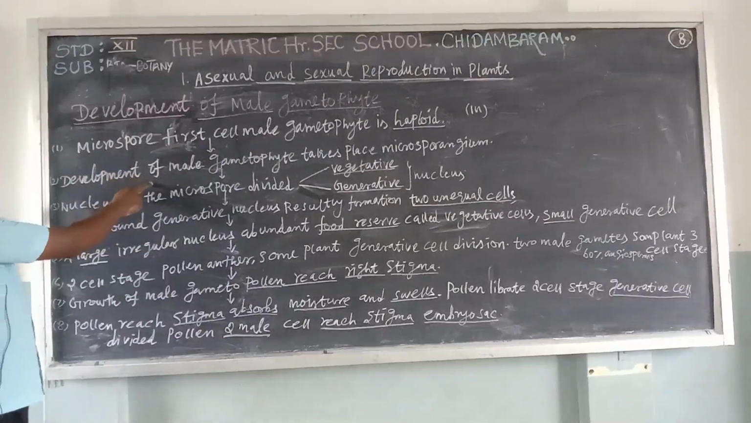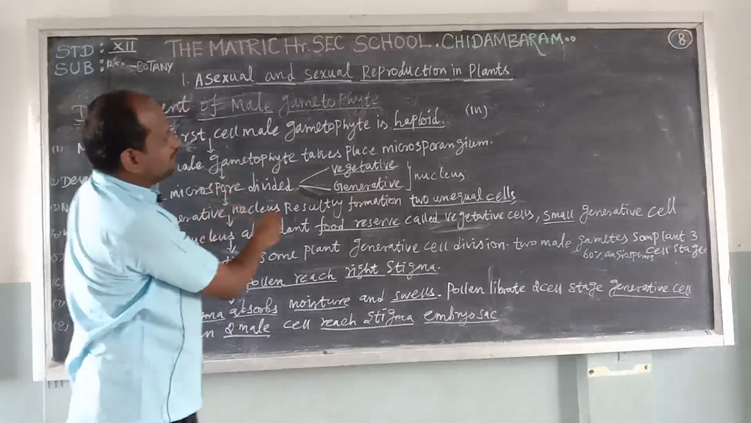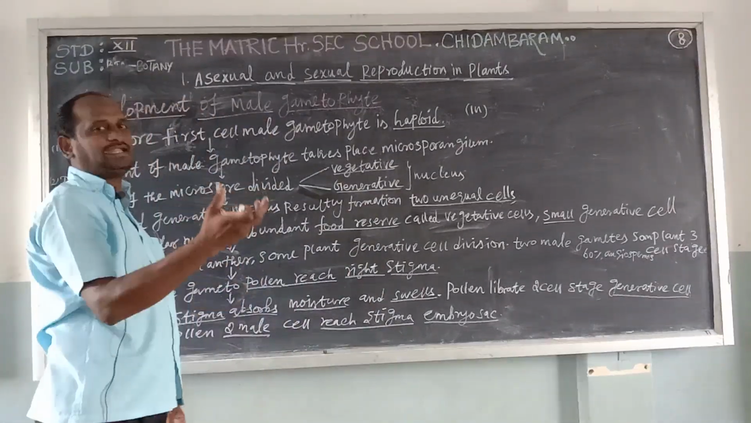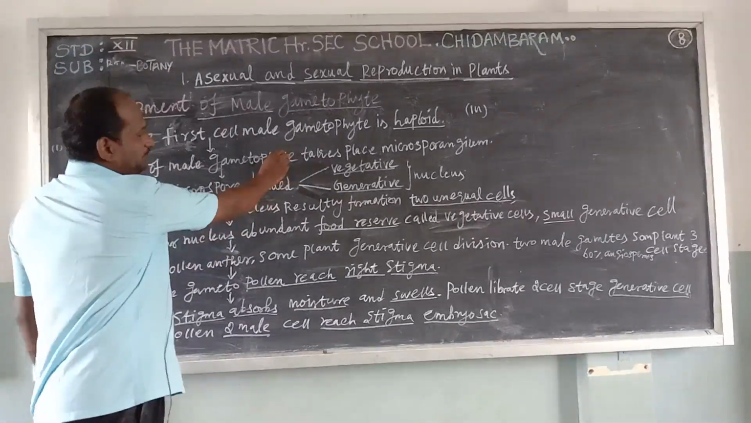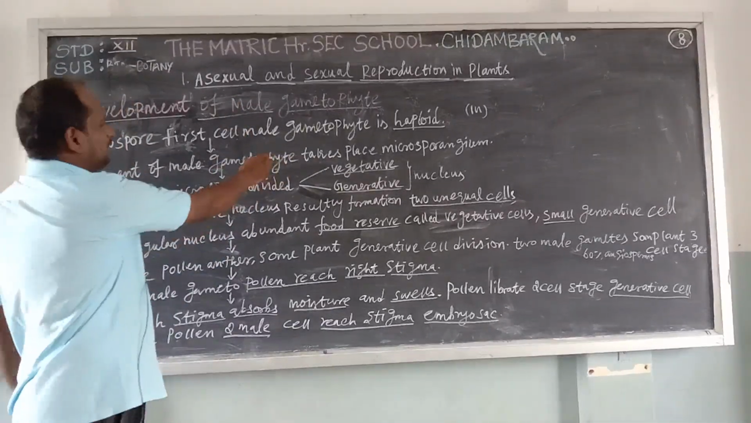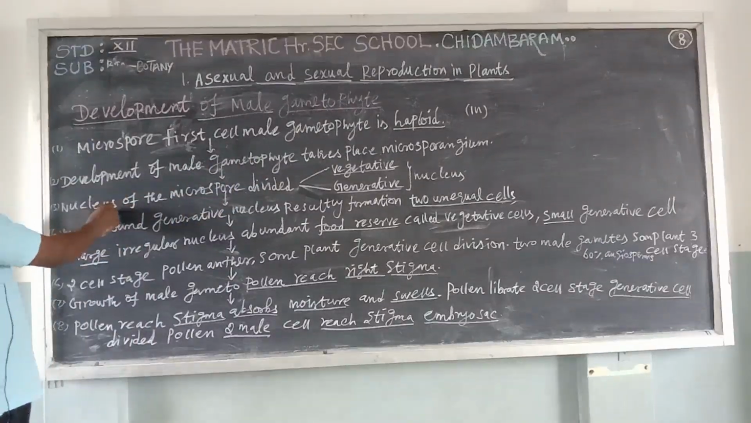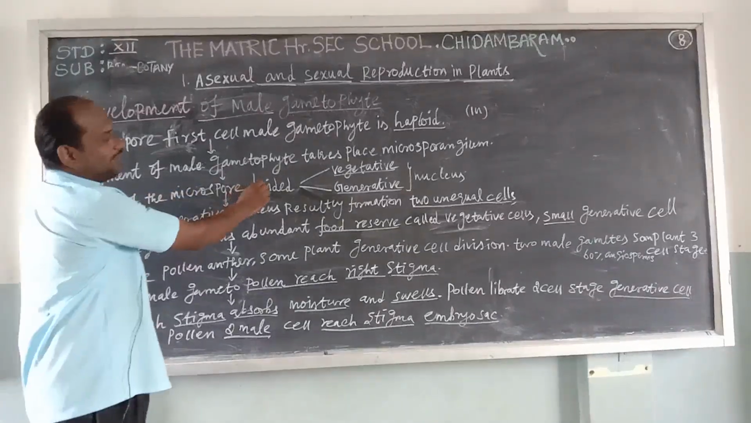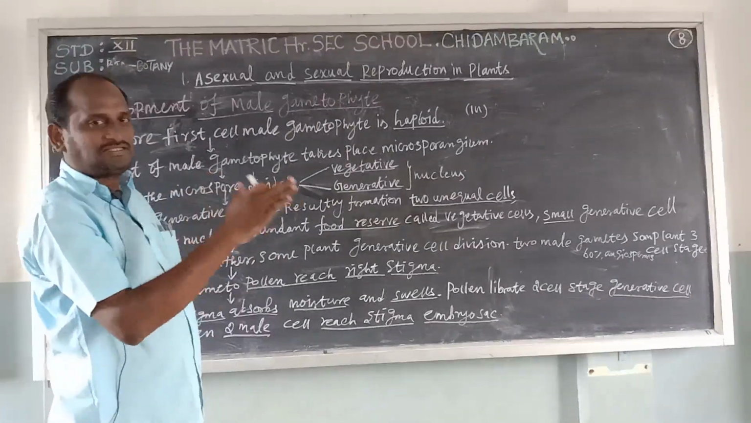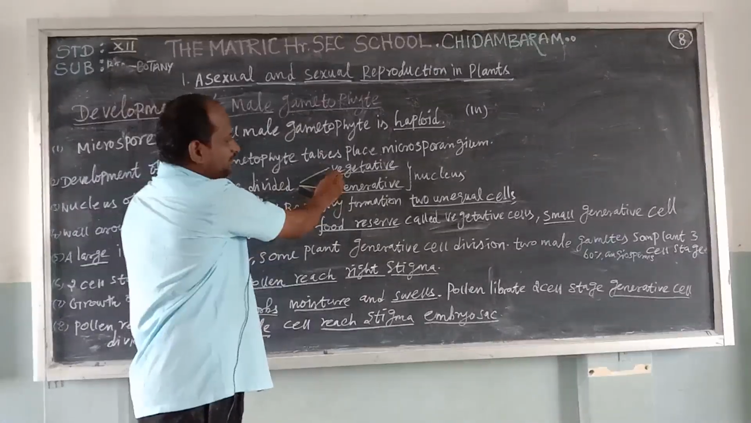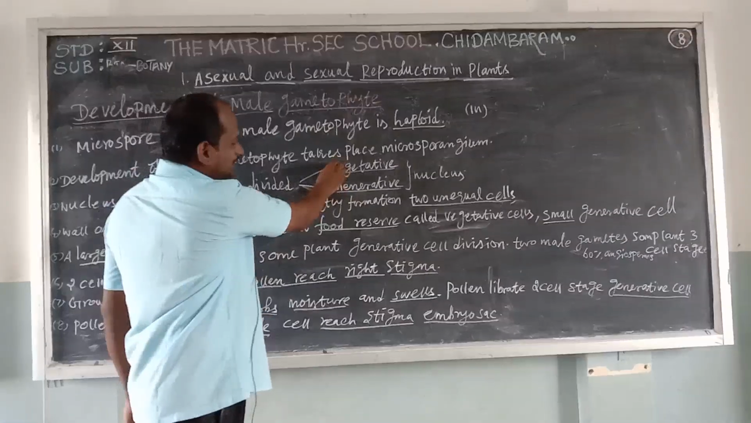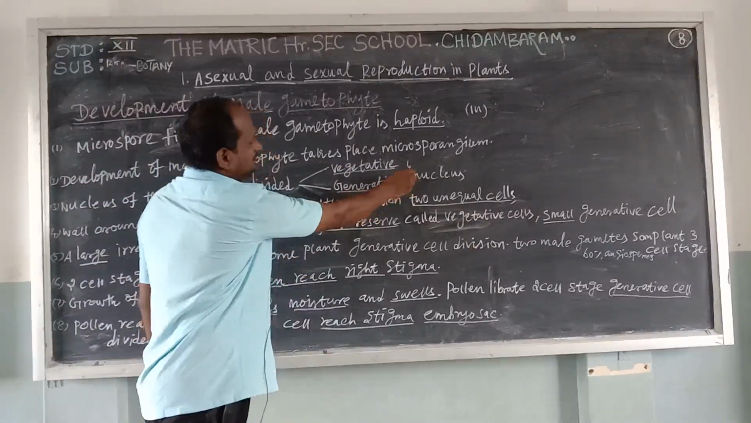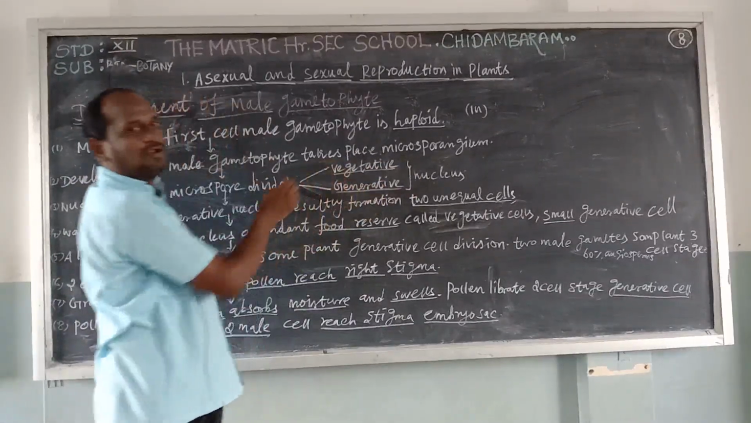Second, after development of the male gametophyte, the microsporangium is formed. The microsporangium is the content of the anther. Third stage, the nucleus of the microspore divides. The division of the nucleus gives two types, the vegetative nucleus and the generative nucleus.